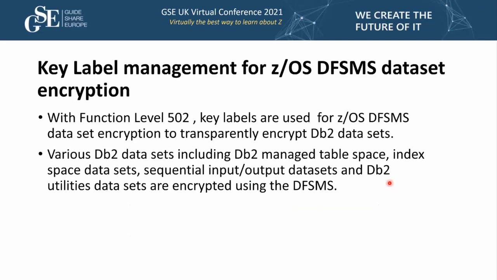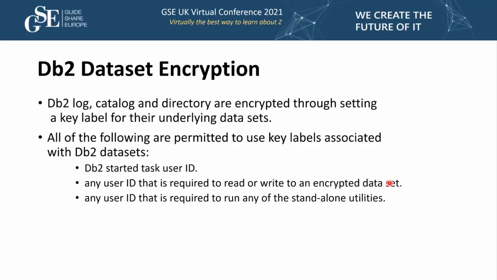Function level 502 introduces management of key labels for z/OS DFSMS dataset encryption to transparently encrypt Db2 datasets. DFSMS can be used to encrypt various types of Db2 datasets, including Db2 managed tablespace and index space datasets, datasets that are used by Db2 utilities, and sequential input and output datasets. Db2 log, catalog, and directory are encrypted through setting a key label for underlying datasets.